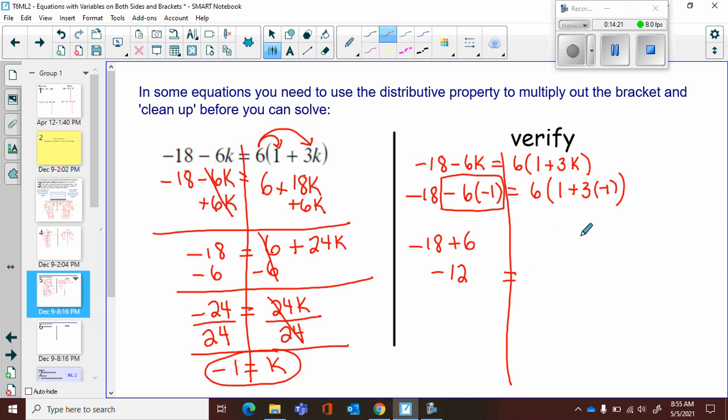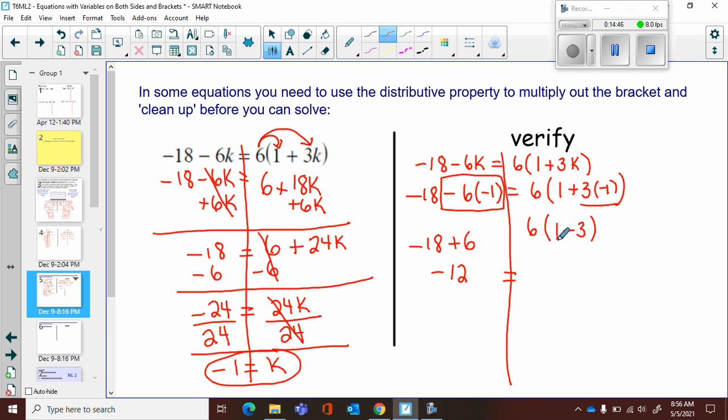So I want to see what I have on my right side. So using order of operations, I'm going to do brackets first. Okay, and inside my brackets, I am going to do the multiplication first. So 3 times negative 1. So this 1 stays, and I'll do the 3 times negative 1, which gives me a negative 3.